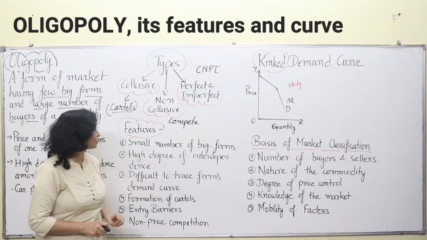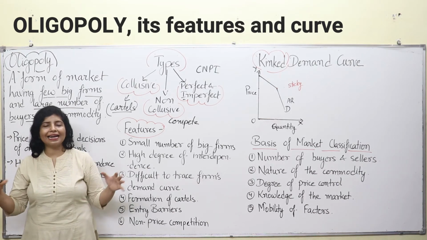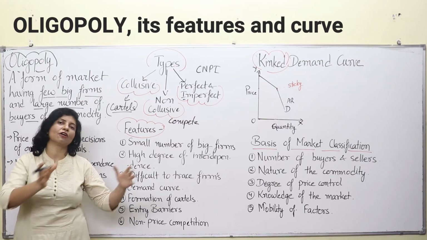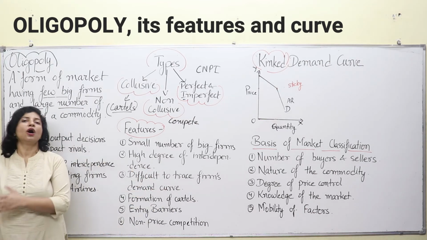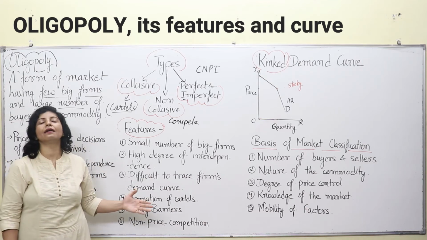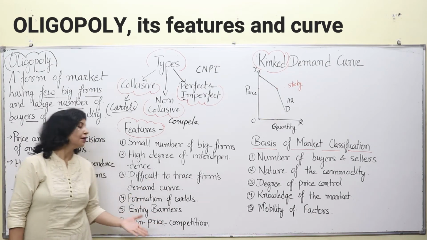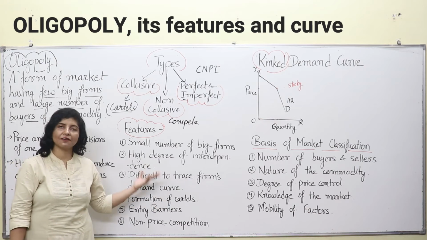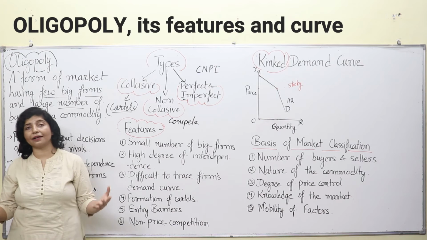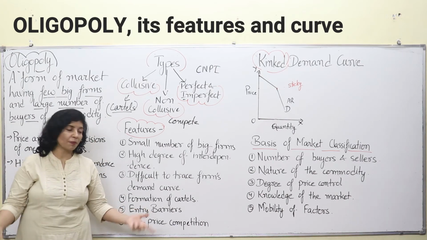Difficult to trace the firm's demand curve. Why? Because their moves are highly interdependent. Pricing and output decisions are highly interdependent. They depend on their rivals for their pricing decisions and output decisions. That's why they cannot have any independent demand curve, and that's why it's difficult to frame the demand curve of any firm. Then formation of cartels. As we have seen, sometimes oligopoly firms may join hands together. They may enter into an agreement and form cartels, as we have discussed, and for their own benefit, of course.